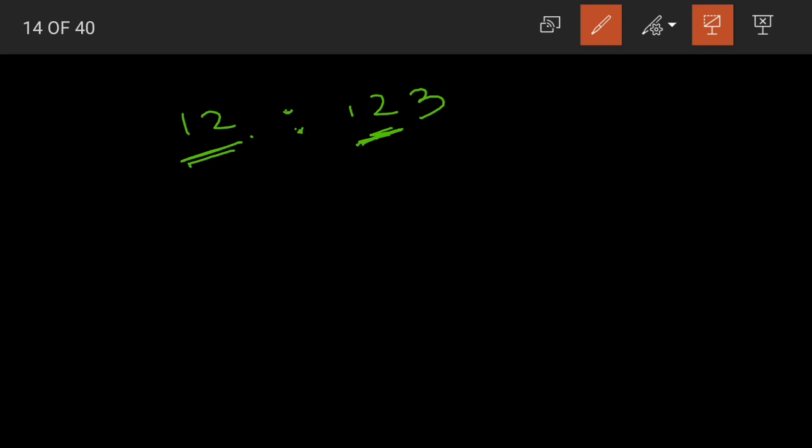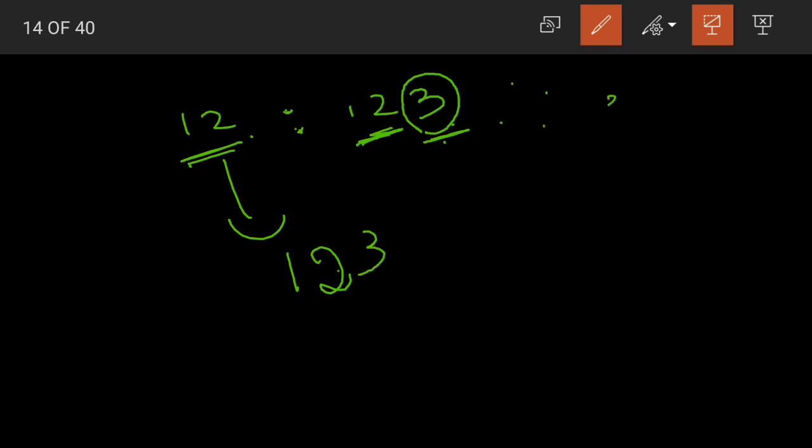After 1 and 2, what do we get? We get 3. So the third digit is 3. Understood, children? The given digits are first written as it is, and after that we are writing the digit that comes next. After 2 we have 3.